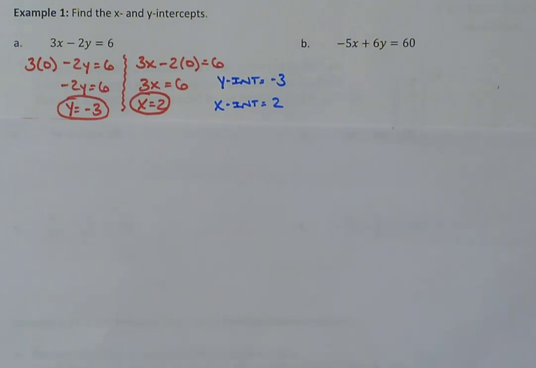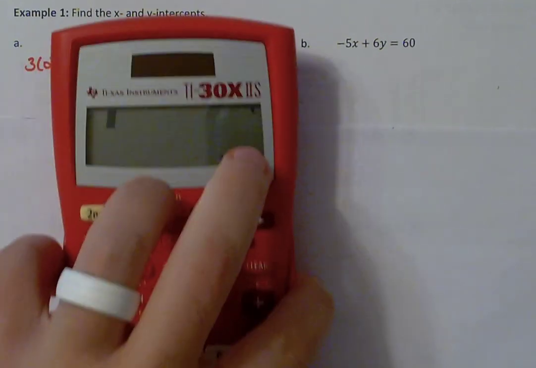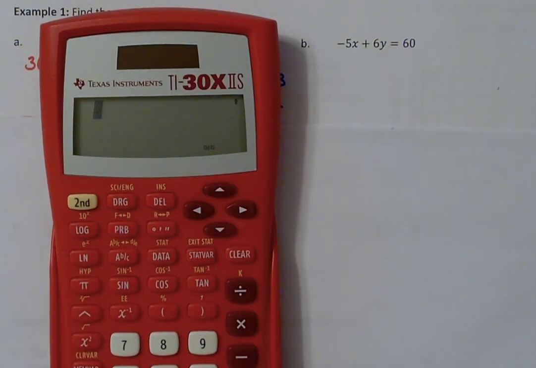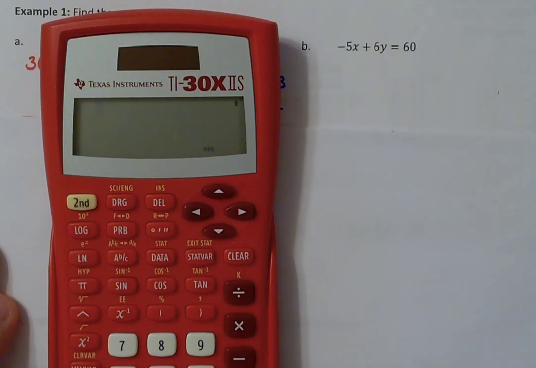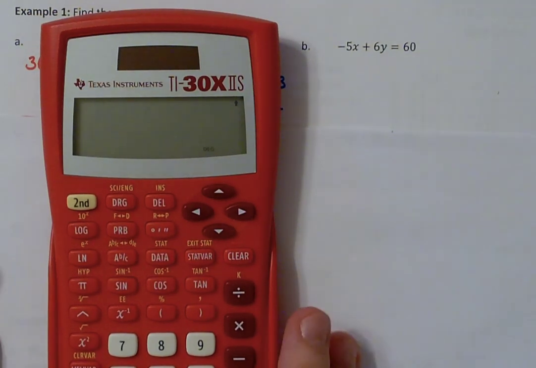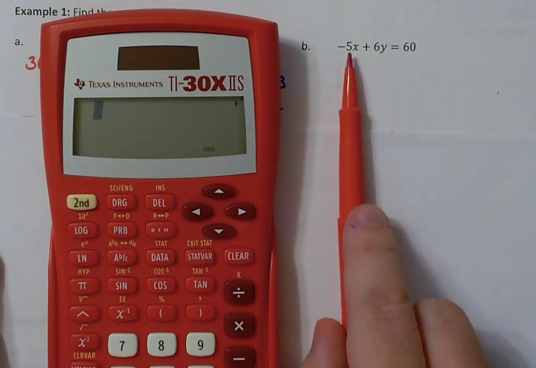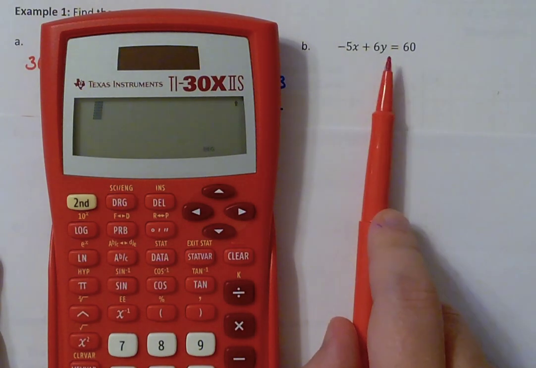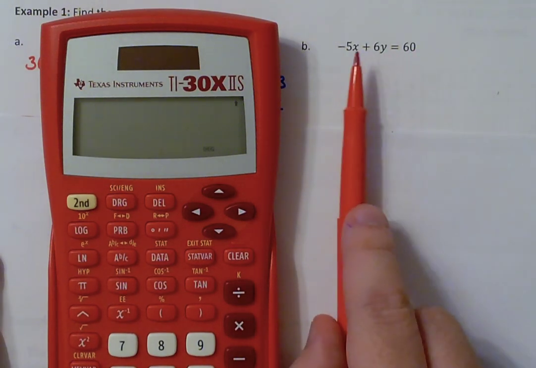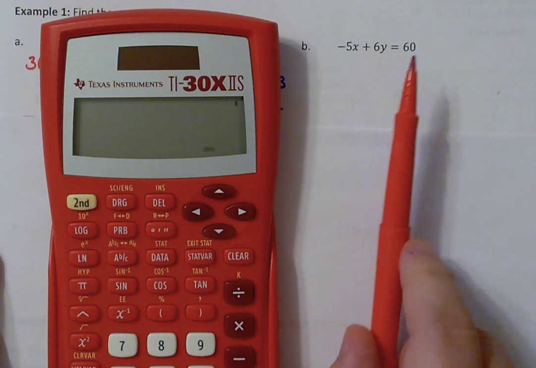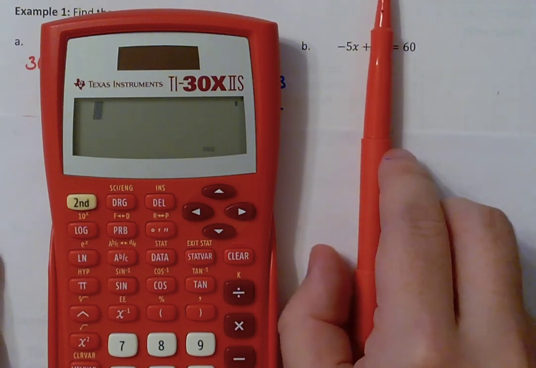Now parts B, C, D, E, and F are going through and doing the same thing. It's just a different equation. Now I do want to talk about a shortcut for us today, and that shortcut is what I refer to as the cover-up method. So if I want to find my x-intercept, I'm going to cover up my y's. So I have -5x plus 6y equals 60. If I want to figure out what my x-intercept is, I'm just going to cover up y.